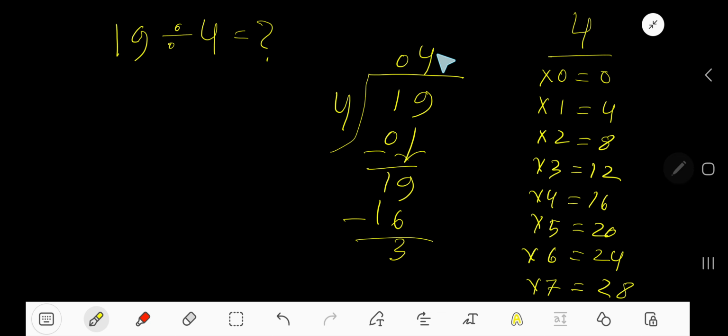So your answer is 4, remainder 3. But if you want to write your answer in decimal form, then put a decimal here and add as many zeros as you wish. Bring down the first 0.